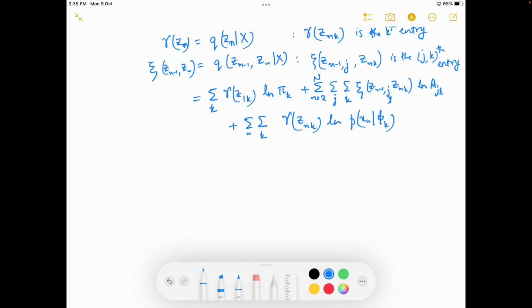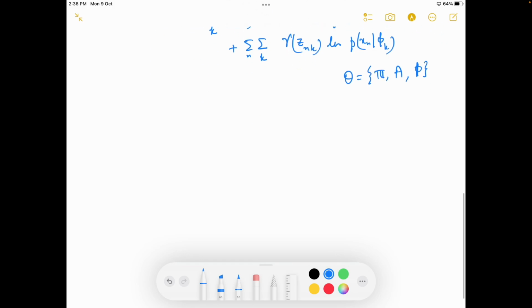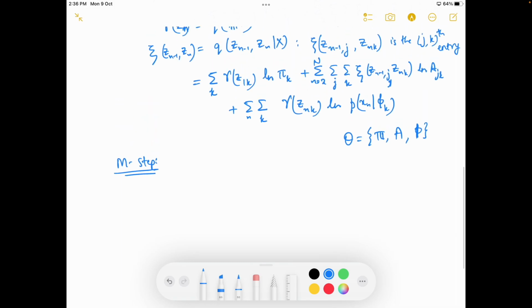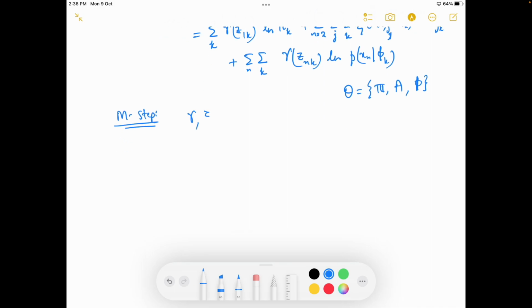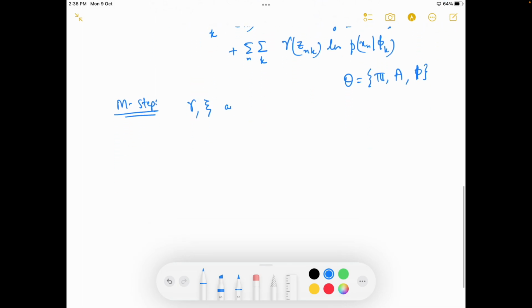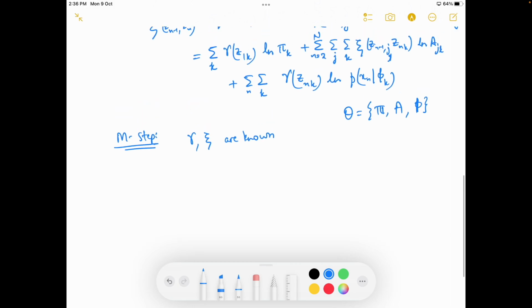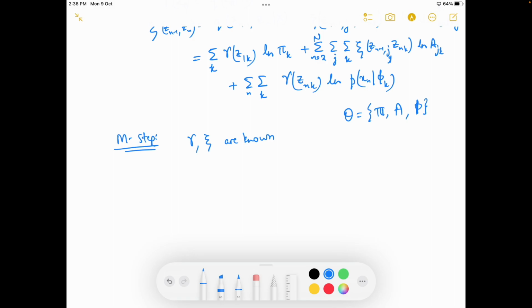Now let's apply the EM algorithm. So basically theta was pi vector, A, phi. Theta was a set of all the variables. Let's first apply the M step. M step means I know Q. I know theta old. So I know the probabilities of any data. My model can tell the probabilities, right? So which means I know gamma and zeta. Yeah, they are known. We have the previous model which we can use to compute gamma and zeta.